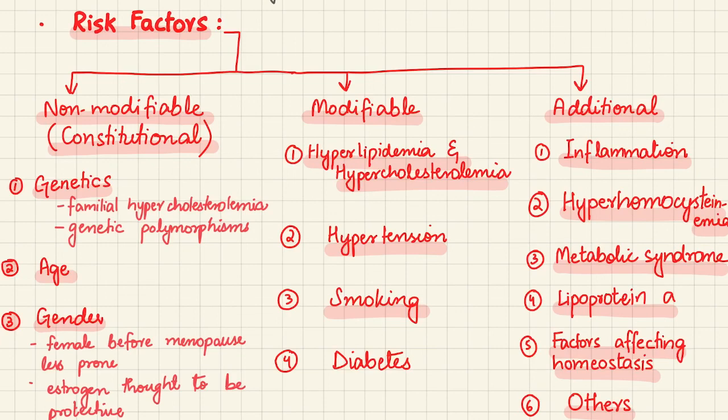Also, the risk for atherosclerotic ischemic heart disease in hypertensive patients is 60% more than in those who do not have hypertension. Thirdly, smoking is also a modifiable cause. You can always quit smoking.